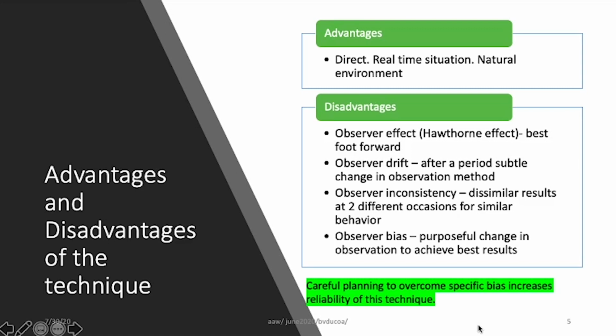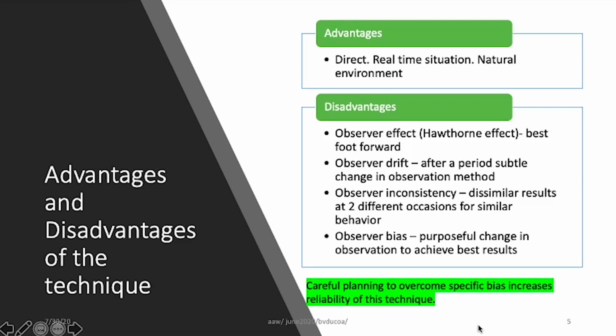The second disadvantage is observer drift. After a substantial period of observation, maybe participant or non-participant, you acquire the skill, and then unknowingly some subtle changes in the observation method happen. We always know that after seeing nadi of 100 patients, our fingers and our mind is ready to check the person in less time, and maybe we might not notice certain things. This type of drift is called observer drift.